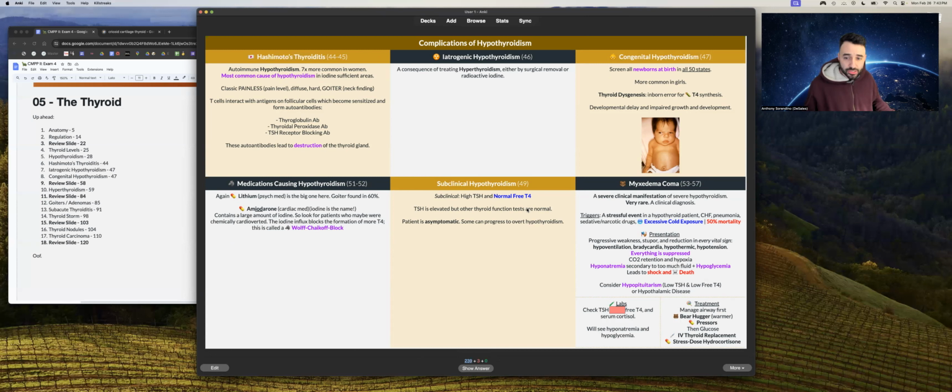So what's going on with the myxedema? Check your TSH. TSH should be high here. Sure, okay.